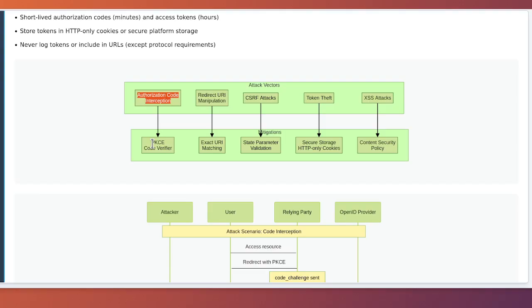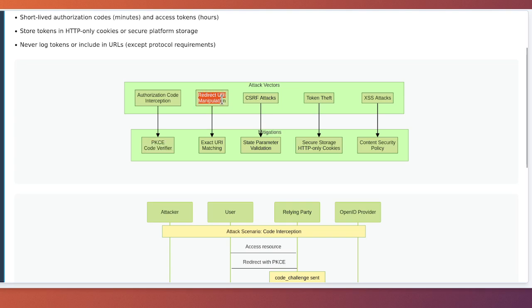attacks. PKCE, which we discussed earlier, is the primary defense against this attack, making the intercepted code useless without the corresponding code verifier. All applications, not just public clients, should implement PKCE to defend against this threat. Additionally, authorization codes should have very short lifetimes, typically just a few minutes, and should be invalidated immediately after use.